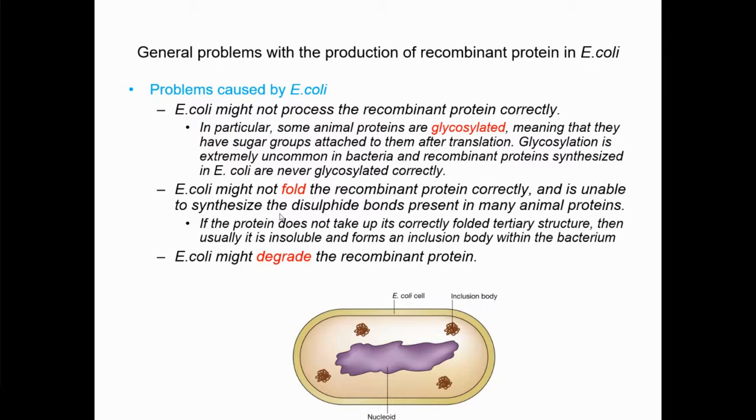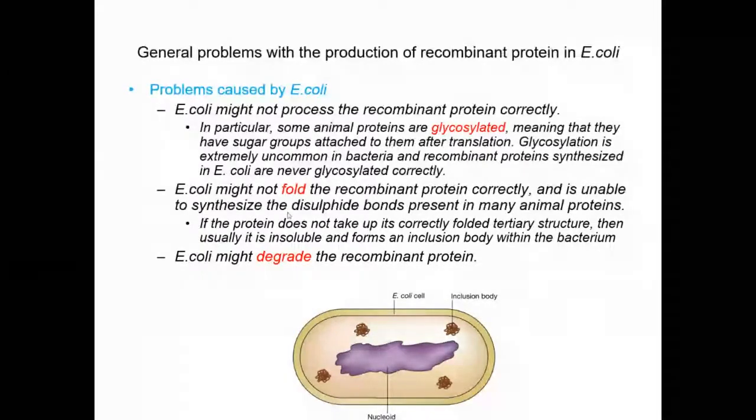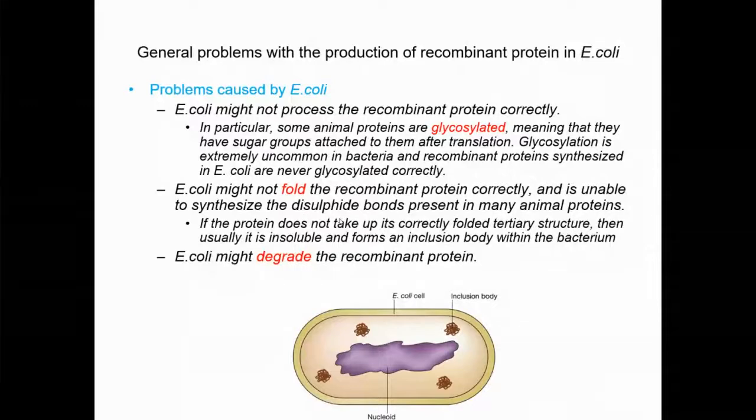Secondly, the protein might not be folded into the correct configuration by the bacteria cell. For example, the bacteria cell cannot form disulfide bonds. Disulfide is very commonly seen in animal proteins. Do you know what amino acid will give you the disulfide? Anyone know?